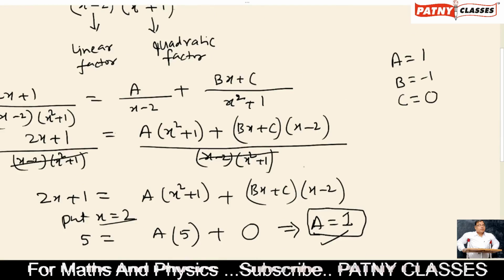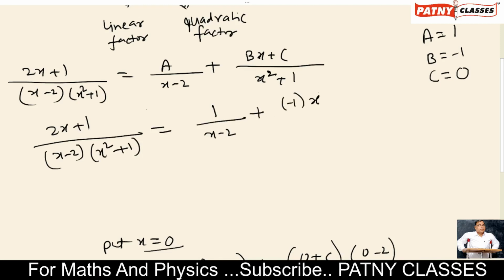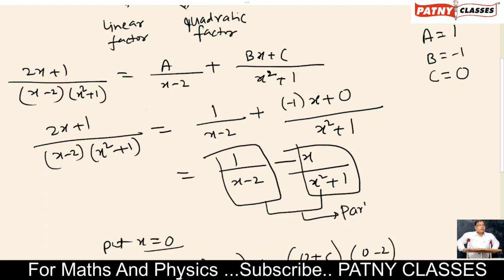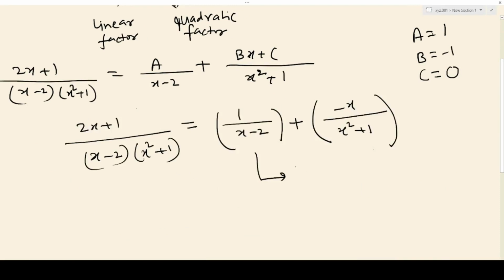So we get the partial fraction of the given question. Therefore 2x plus 1 upon x minus 2 into x square plus 1 equals to a, that is 1 upon x minus 2, plus b, that is minus 1 x plus 0 upon x square plus 1, equals to 1 upon x minus 2 minus x upon x square plus 1. So this is the first fraction and this is the second fraction. Both together are partial fractions of the given question. Therefore, these two fractions are nothing but the required result or required answer.